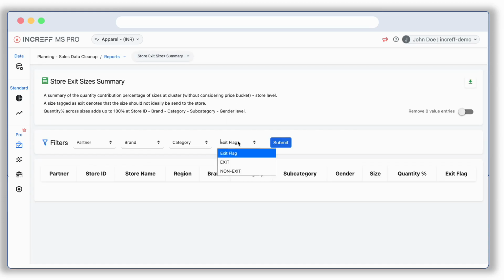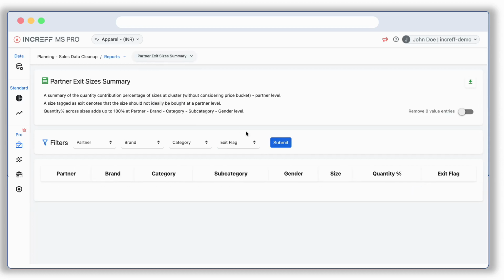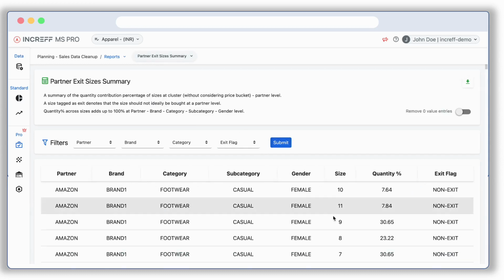Store Exit Sizes Summary gives a summary of the quantity contribution percentage of sizes at cluster, not considering price bucket, at a store level. Here it will show the sizes that do not contribute significantly to the business and recommends their exit from the next assortment.